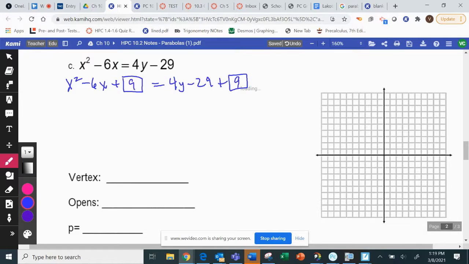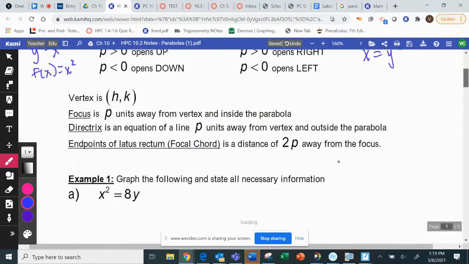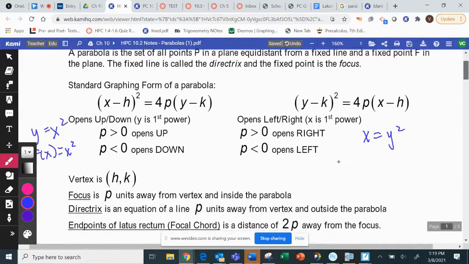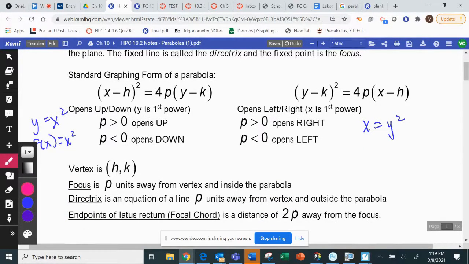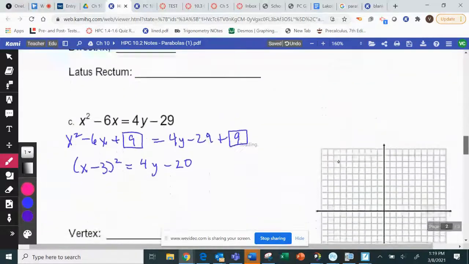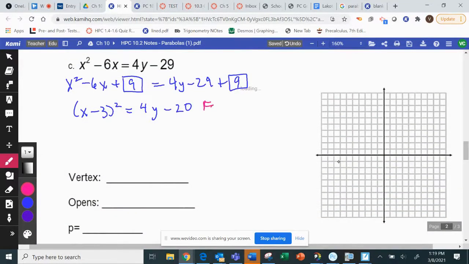Good. So that means 9 goes to the other side as well. So we'll have (x minus 3) squared equals 4y minus 20. Now, to be in the actual format of the formula, you will notice that for both of these, the variable inside of the parenthesis is just that variable with a coefficient of 1. That means whatever's in front of the y or whatever's in front of the x, I have to factor it out. So for this one, I'm going to be factoring out 4.